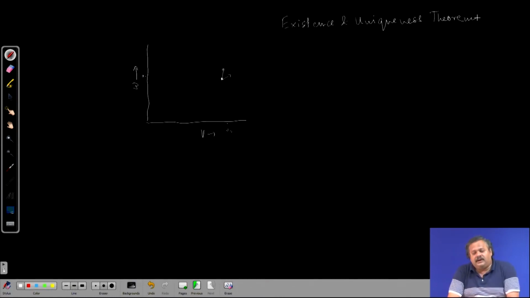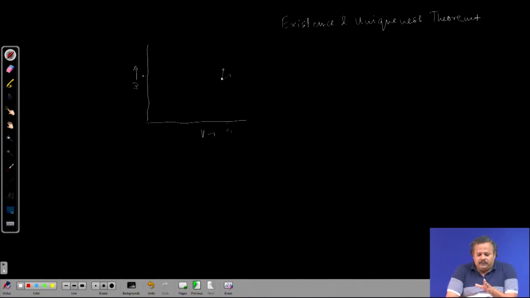It says that if the derivatives, that is in this case dV/dt and dW/dt, exist and are continuous throughout the phase plane or over whatever region of the phase plane, then at a particular point, if that is the initial value, there is only one possible direction in which the system will go. That is, the direction of the trajectory from that point exists and is unique.